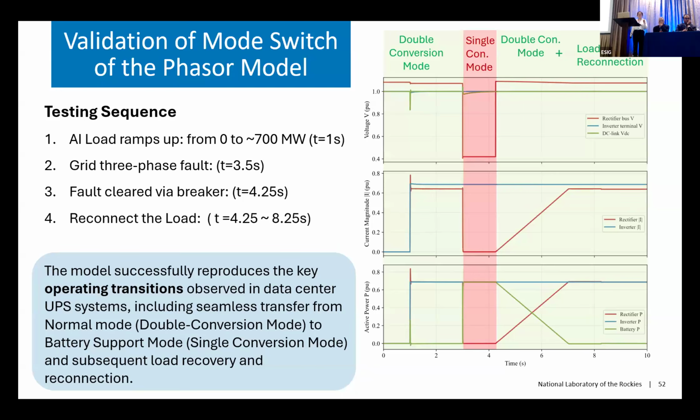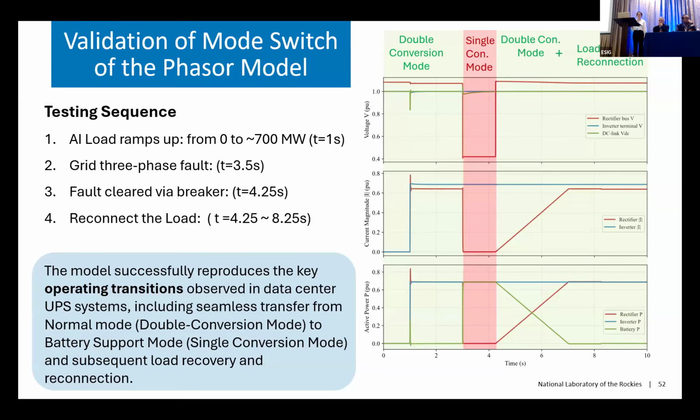So first thing we have done here, after we developed it, we have tested it for a couple of steps. First, we boosted the AI load from 0 to 700 megawatts at 1 second. And then we deployed a grid three-phase fault at 3.5 seconds. And then we cleared it at 4 seconds. And then this time period was showing the reconnect of the node.